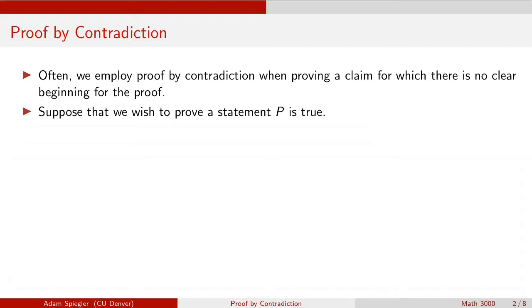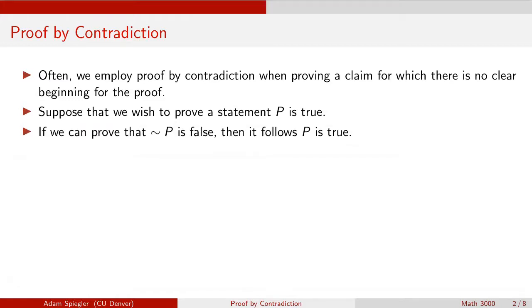So the logic behind proof by contradiction is, if we want to prove that some statement P is true, an alternate way of doing this is by showing that its negation is false. Because remember, P and its negation have the exact opposite truth values. So if the negation of P is false, then it must follow that P is true. So proof by contradiction is going to set out to hopefully prove that not P is false.